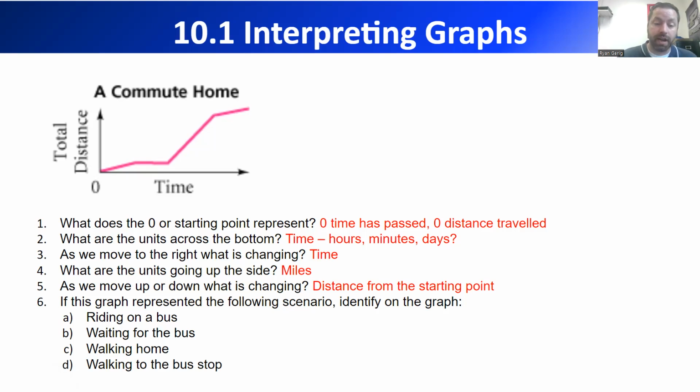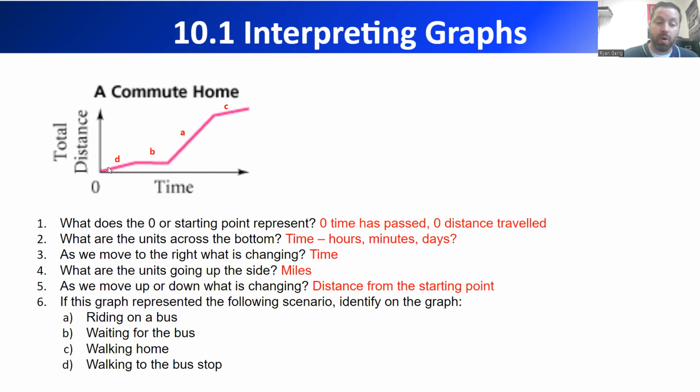So hopefully you gave that a shot. Riding on a bus, it's probably right there. It's an increasing portion of the graph, and it's going a little faster than this increasing portion. All right, so B would be waiting for the bus. C would be walking home, and you see it on the graph there. And D is walking to the bus stop.